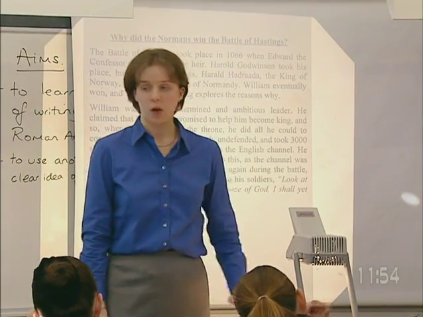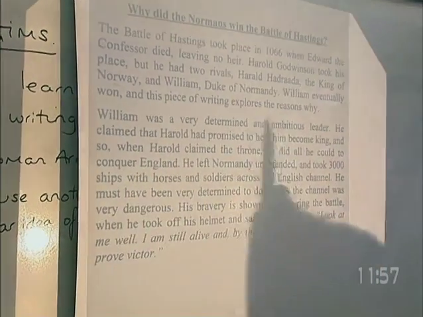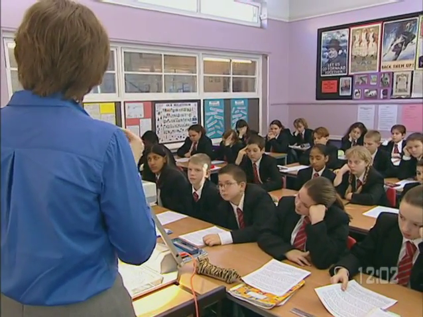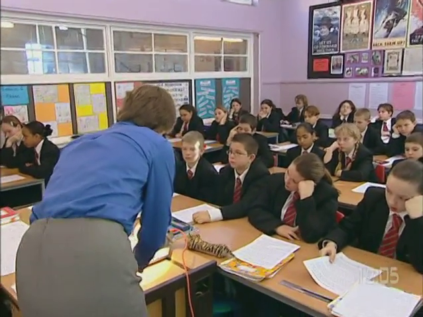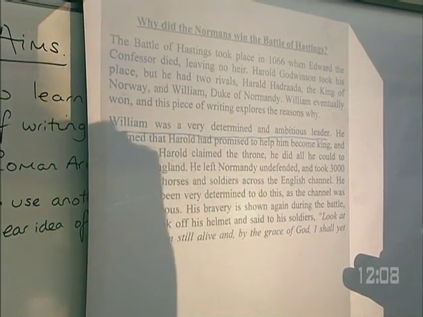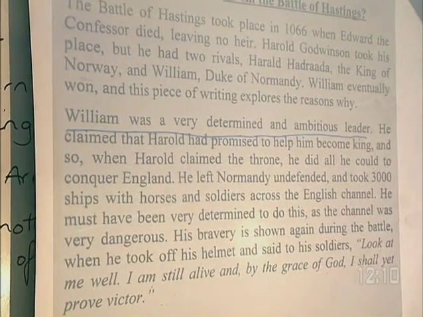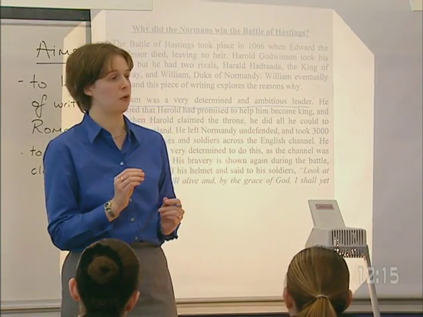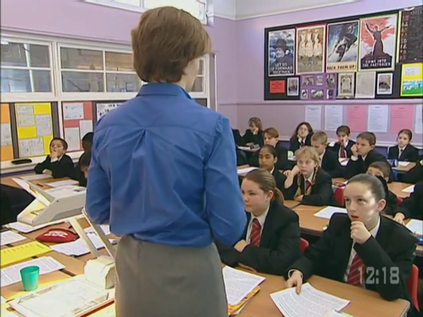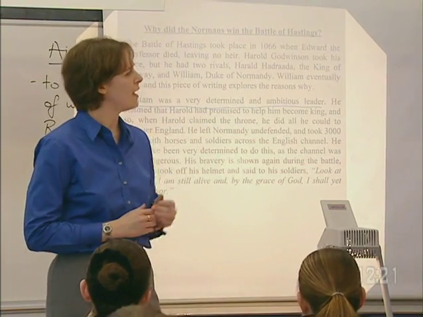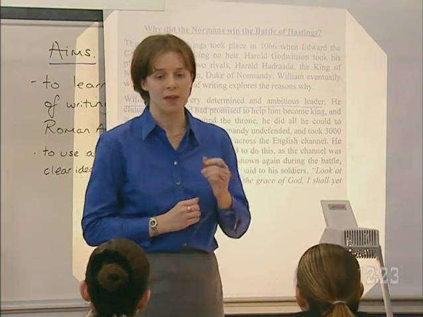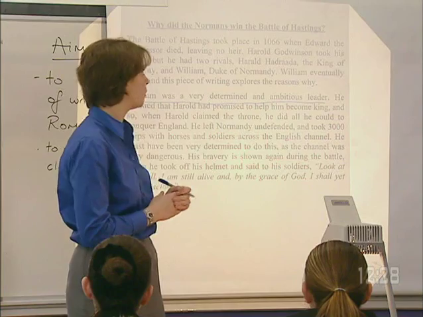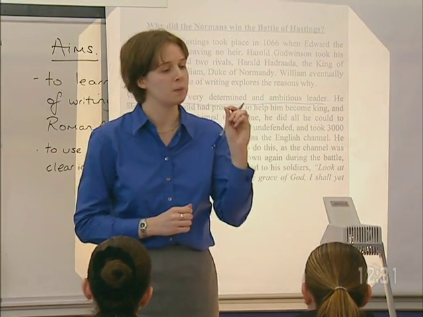Every paragraph starts off with our general sentence, our big point explaining why and what this paragraph is about. So first of all, we've got the fact that William was a very determined and ambitious leader. Straight away, you want to carry on to read the rest of that paragraph. You want to know why William was determined, why he was ambitious. What evidence is there to prove that he was determined and ambitious? OK, so we start every paragraph with our topic sentence, our big point.